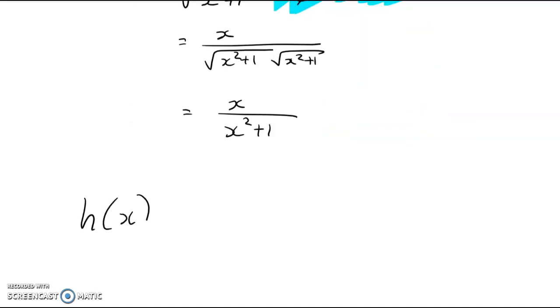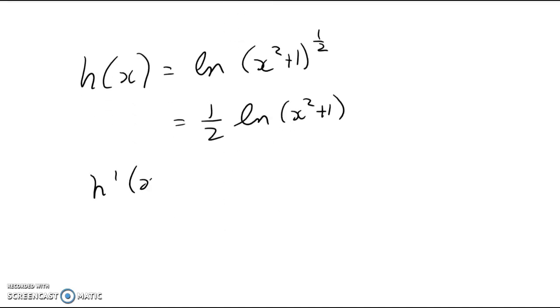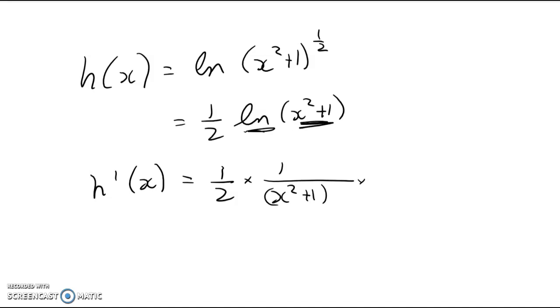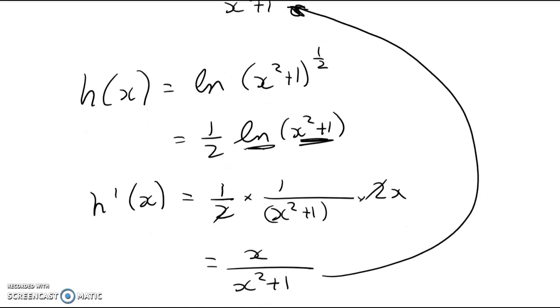We've got h of x is equal to the natural log of x squared plus 1 to the power of a half. We can use our log power rule and write that simply as half of the natural log of x squared plus 1. This is suddenly very easy to differentiate. It's just going to be 1/2 times 1 over x squared plus 1 times the derivative of x squared plus 1, which is 2x. So look at that, way less work. But very cool that we can see that we got the same answer the long way.